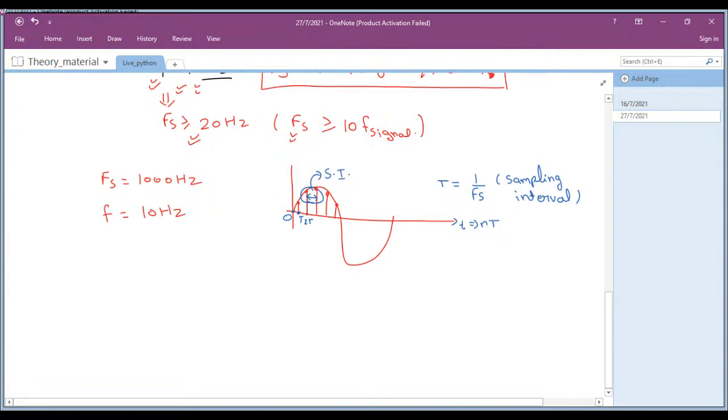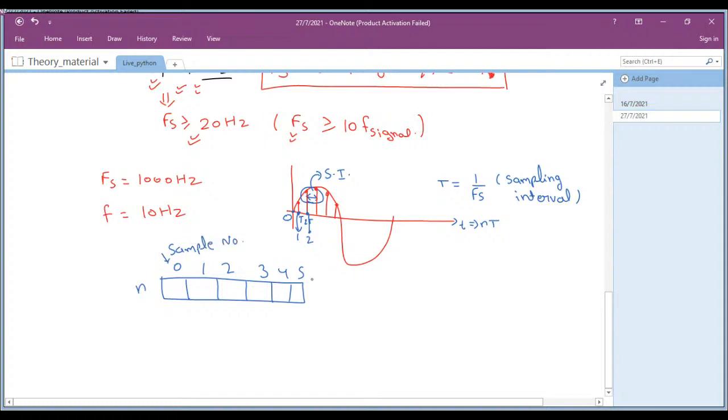Now if we talk about the sample number, this is the 0th sample number, this is the first sample number, this is the second sample number, and so on. So now there are two different things here. First is the sample number. If we talk about n, it could be 0, 1, 2, 3, 4, 5. These are the sample numbers.